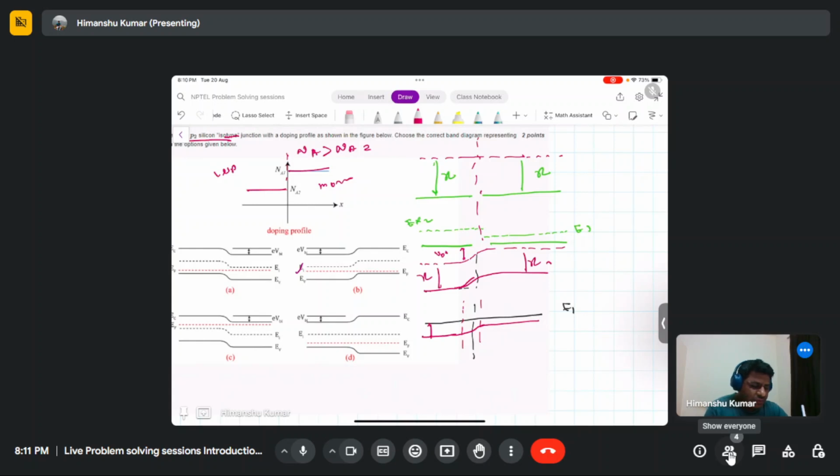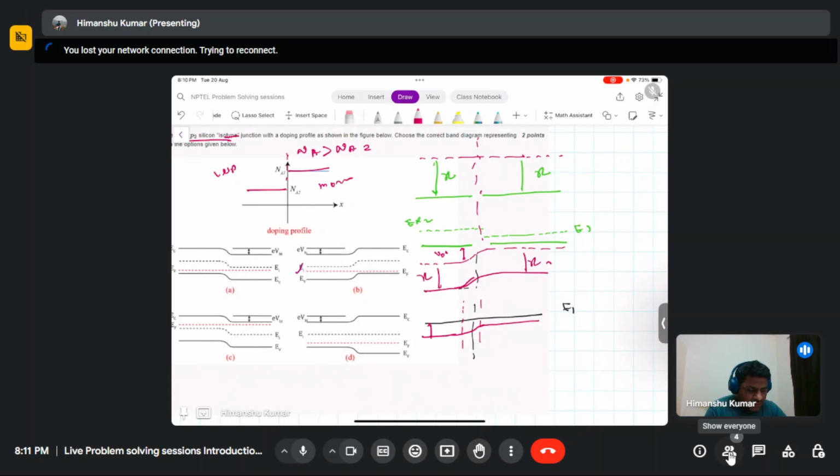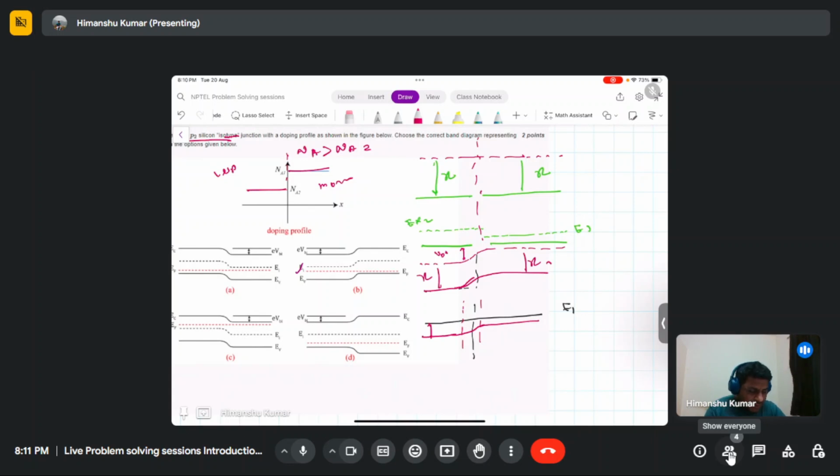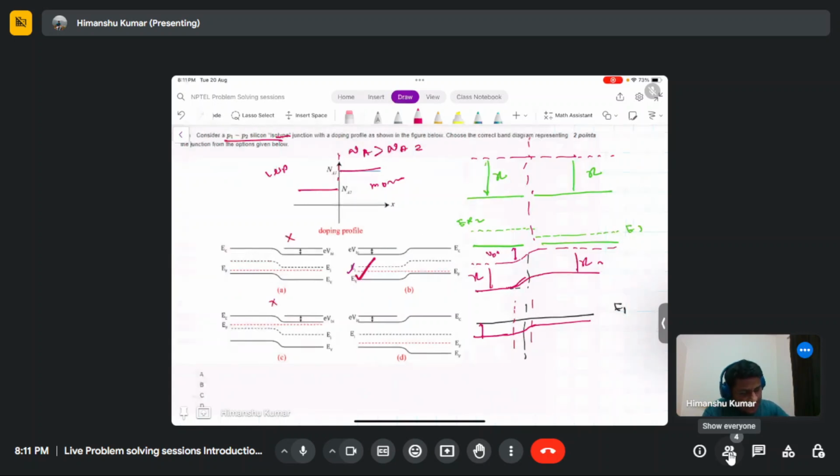So that you can write here. The correct picture will be this one. This is wrong. This is also wrong, because Ei is not bent, and this side is the opposite bending. That can be true, and this side has the same kind of bending, so that means the correct answer is this one.